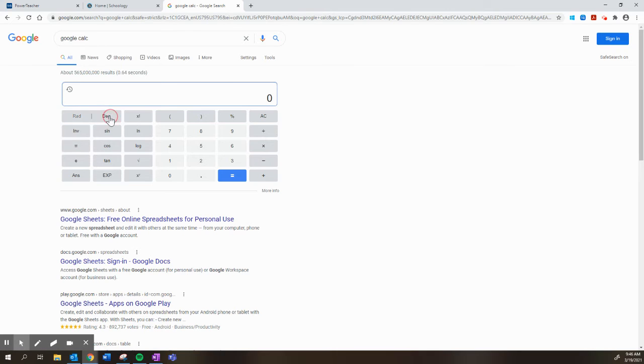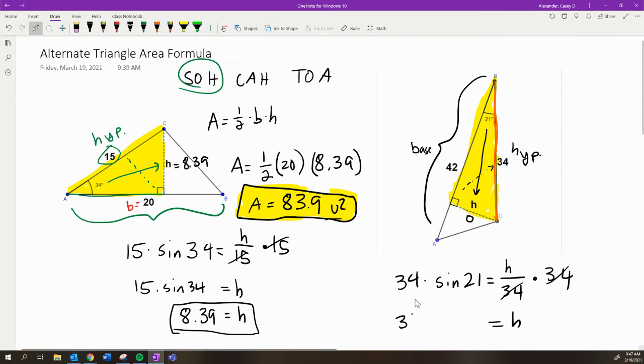Okay, so we put it in degree mode, and I'm going to do 34 times the sine of 21 degrees. So, okay, 12.18. Okay, and that seems to make sense. 12.18. So now that I found that, I can determine that the height of the triangle is 12.18 units.